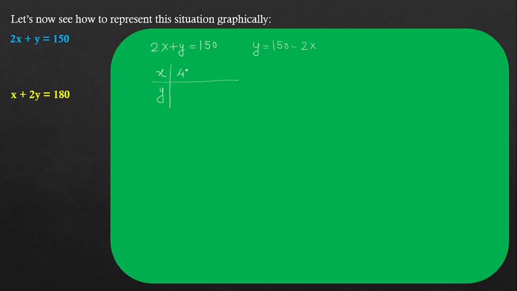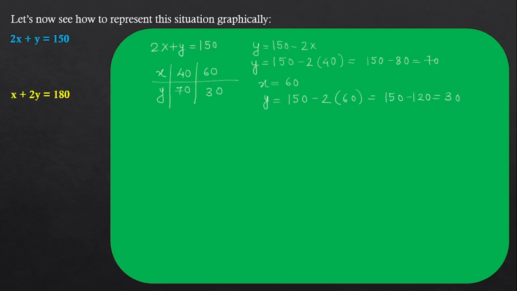Let us take x as 40. So that makes 150 minus 2 times 40, which is 150 minus 80, which is equal to 70. So the value of y for x equal to 40 becomes 70. So this pair 40 comma 70 is satisfying the given equation. Let us take one more. We will try x equal to 60. So y becomes 150 minus 2 times 60, which is 120. So 150 minus 120 is 30. So another pair of x and y which satisfies the given equation is 60 comma 30.